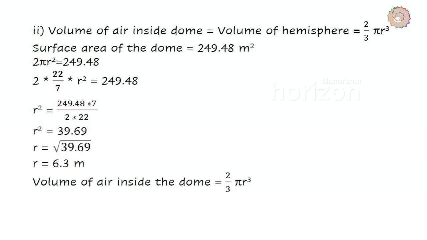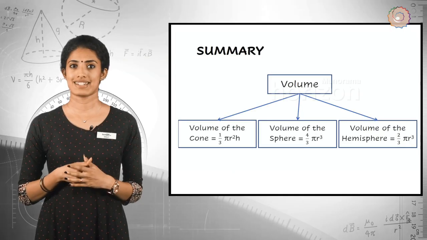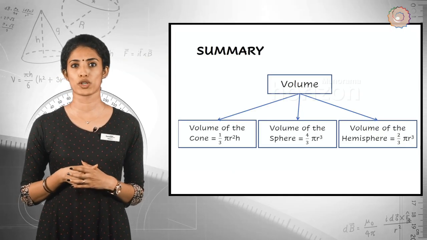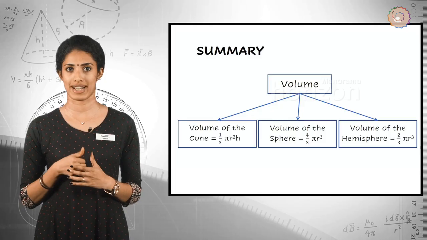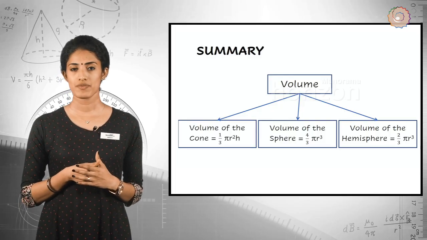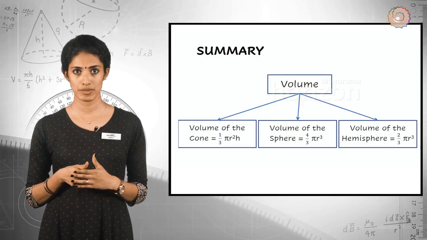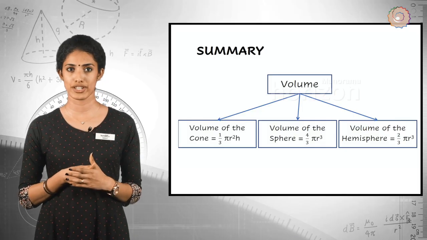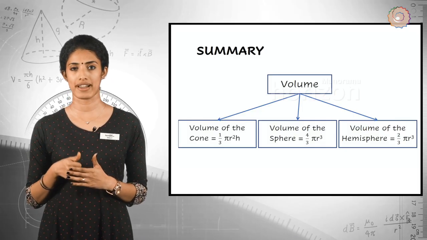Volume of the air inside the dome is given by 2 by 3 pi r cube, which is equal to 2 into 22 divided by 7 into 6.3 cube, giving you 523.9 meter cube. Now, let us summarize. Volume of the cone is 1/3 of pi r square h. Volume of the sphere is 4/3 of pi r cube. And volume of the hemisphere is equal to 2/3 of pi r cube.